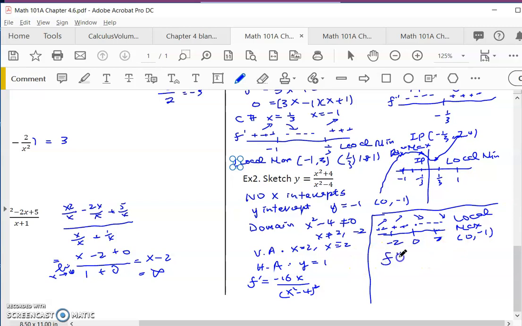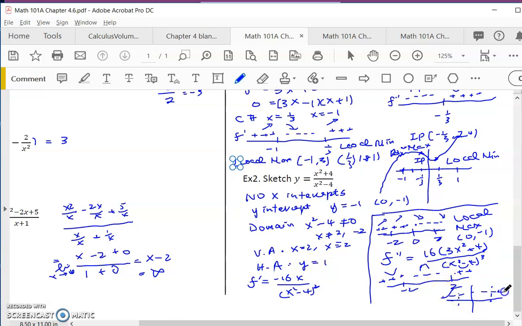And then we say our f double prime is 3x squared plus 4 all over (x squared minus 4) cubed. So our concavity test is just -2 and 2. This is positive. This is negative. It is positive. So concave up, concave down, concave up. So the graph is like that. Concave up. And then our asymptote, y equal to 1. I don't have multiple colors, so it's hard to do like this. Okay. It's a very long graph.